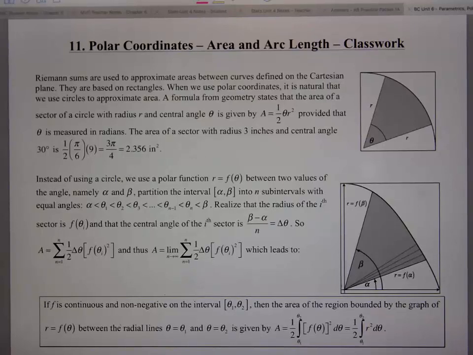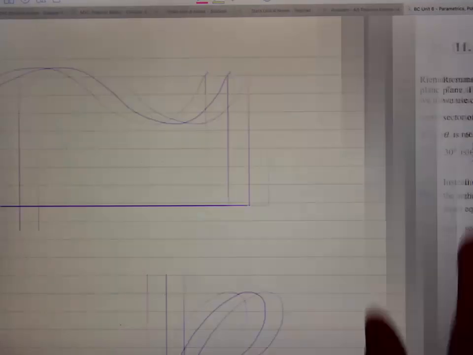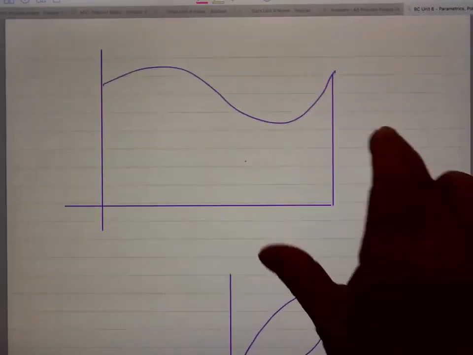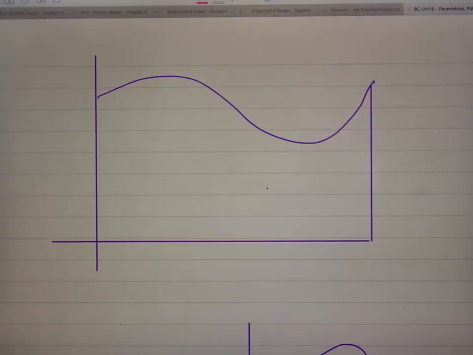All right, today we are going to talk about how to find the area under a polar curve. But before we do, I'm going to show you something I don't want you to write down. I just want you to look at it. You'll see this graph right here. This is an old-fashioned curve that we used to find area under.